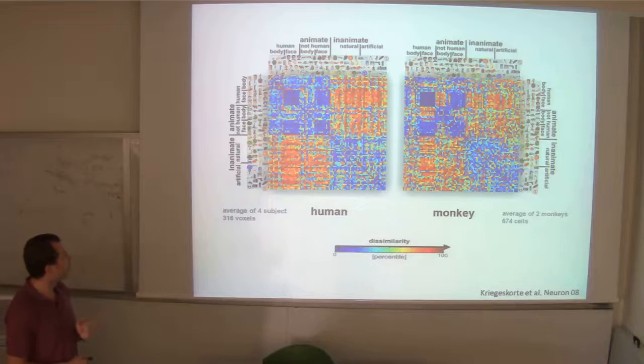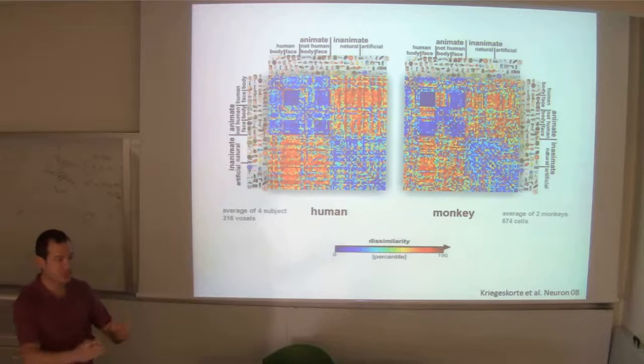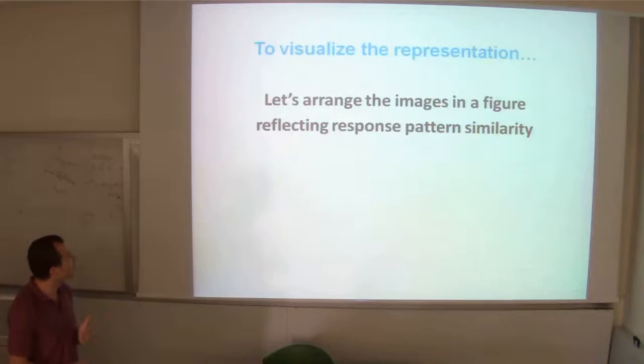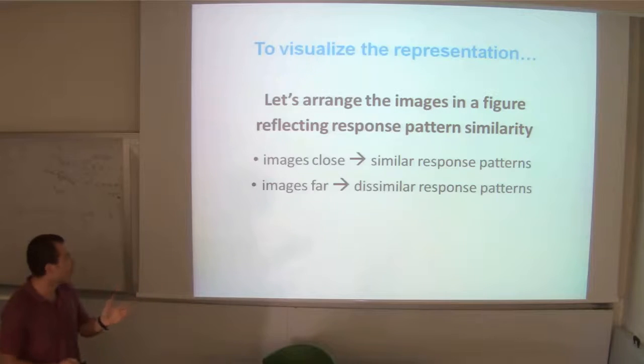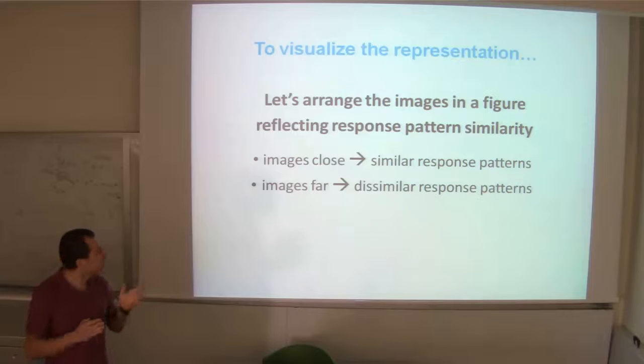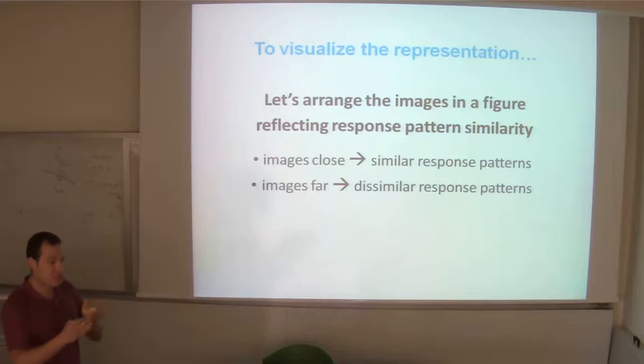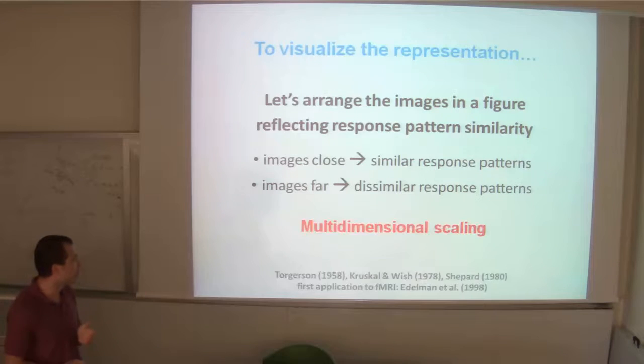So now we have this high dimension, as we heard from Hagai. Now we would like to represent this in 2 dimensions. They would like to visualize the representation. So let's arrange the images in a figure reflecting response pattern similarity. Images that are close together represent similar response patterns, and images that are far apart represent dissimilar response patterns. This is multidimensional scaling. Edelman in 1998 pioneered the application of this method to fMRI.